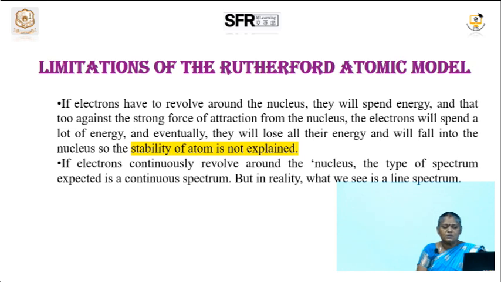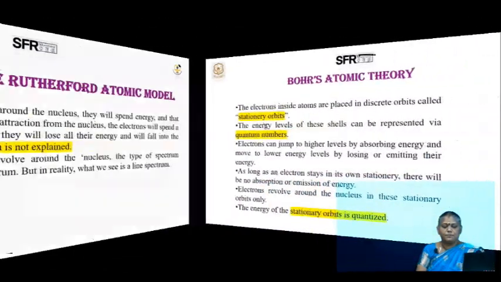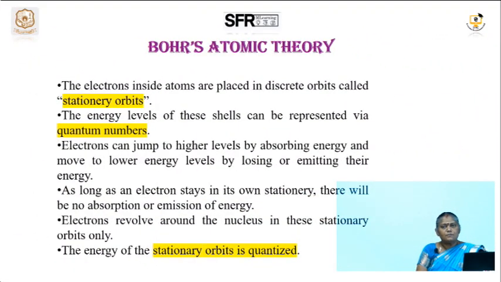If the electrons continuously revolve around the nucleus, the type of spectrum expected is continuous. But in reality, what we see is a line spectrum. So next comes Bohr's atomic theory.